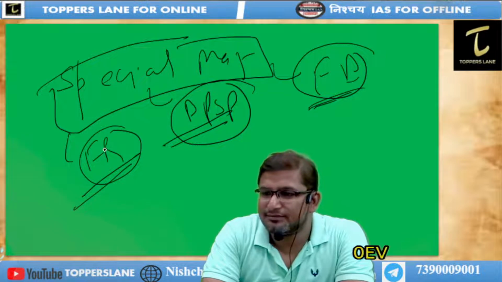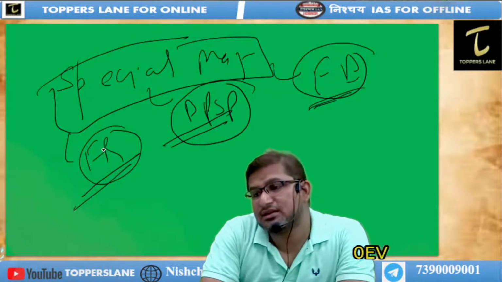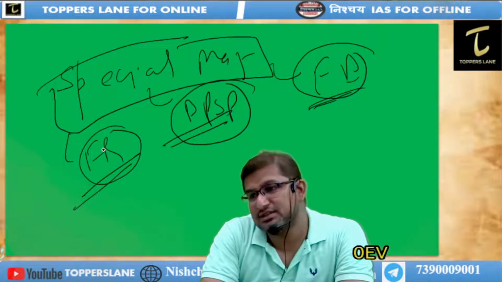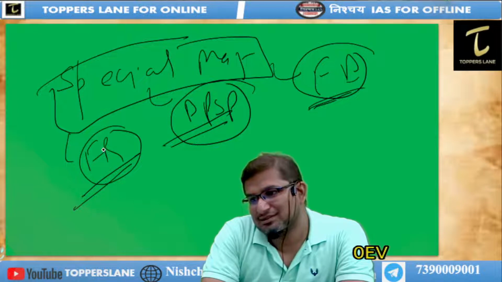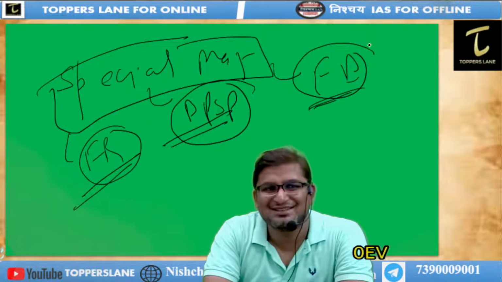Tell me, anyone? How many fundamental duties are there in the Constitution? 11th. And how was the 11th added? So how can it be done? Under constitutional amendment, under Article 368. So the answer came by itself: special majority. If you remember that the 11th was added by the 86th Amendment.